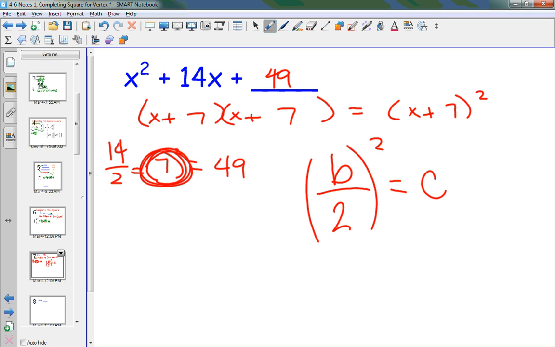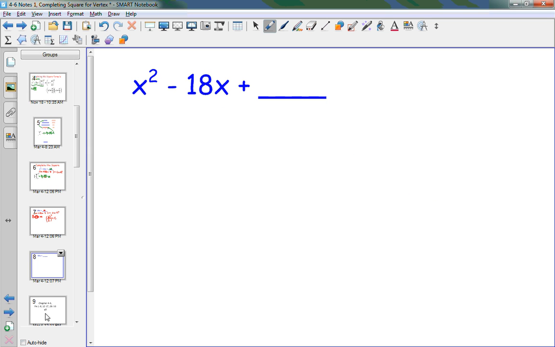Why Wednesday? Because we're going to take a time out tomorrow and make sure you guys know how to simplify your radicals. I won't be here Wednesday. That's fine. Let's do it again.